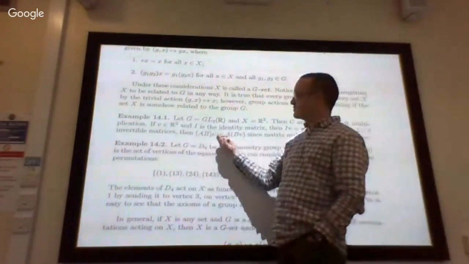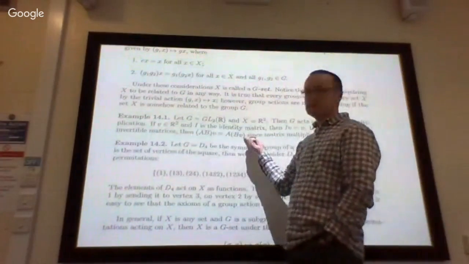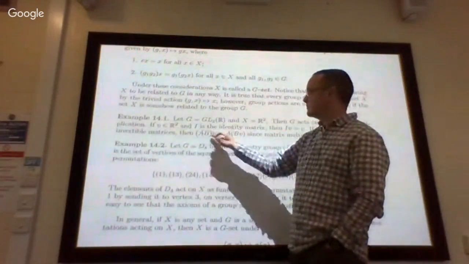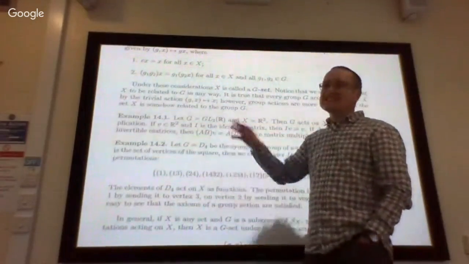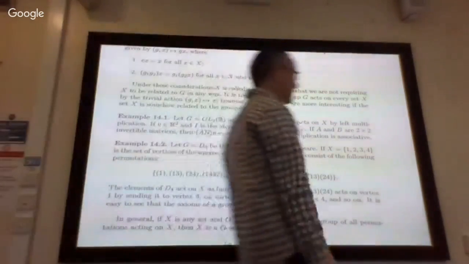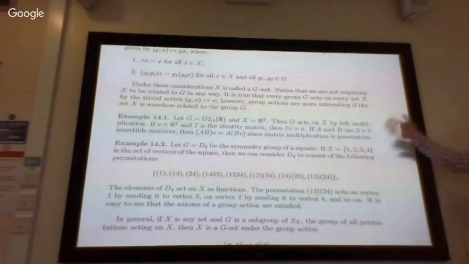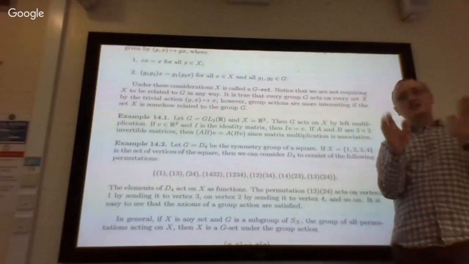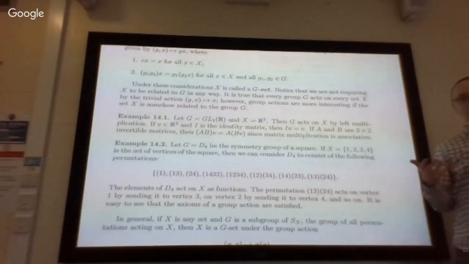So that triple product evaluated like that can also be evaluated like this. You can first multiply little v by B, and then multiply the result by A. But that's exactly that second condition from the group action. The result of applying the product of the group elements to the argument little x must be the same as applying the group element on the left, G1, to the result of applying the group element on the right, G2, which in our case is B, to the x first. Okay. So that's a pre-existing example you already knew about. You just didn't know that it was also this thing called a group action.